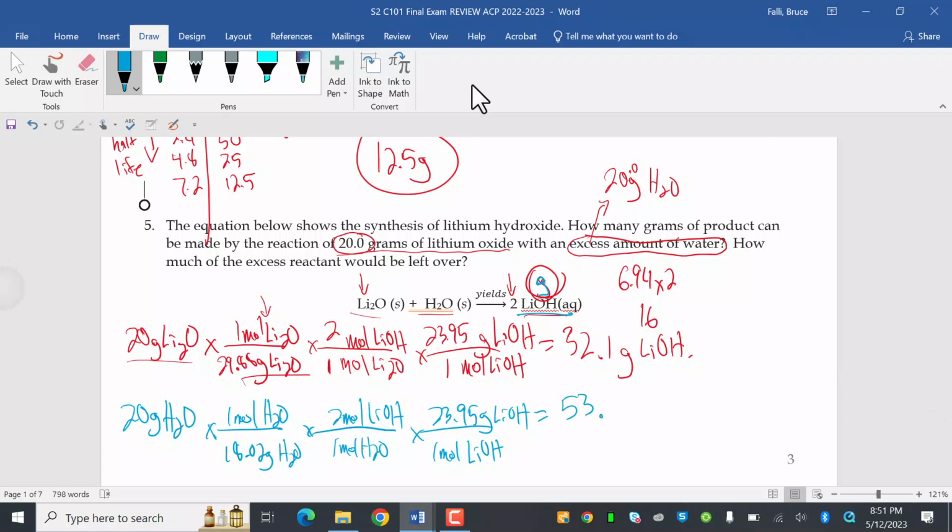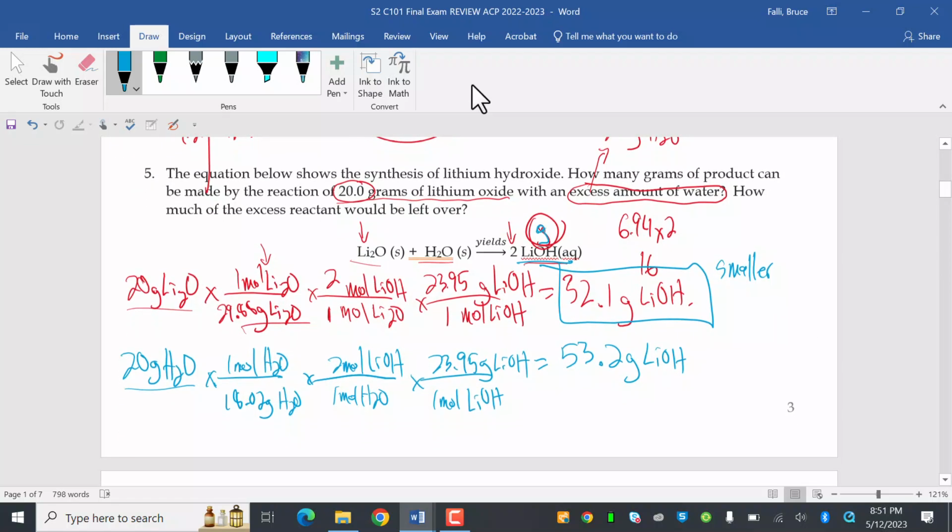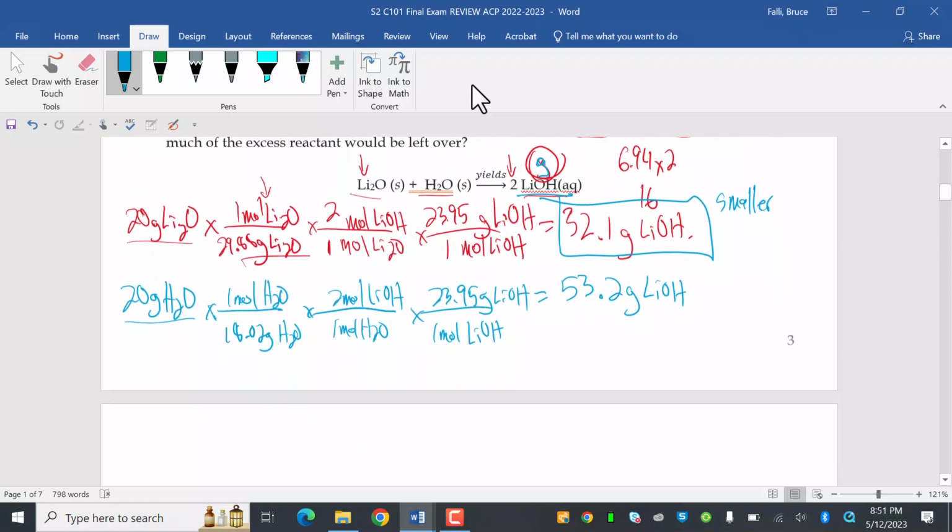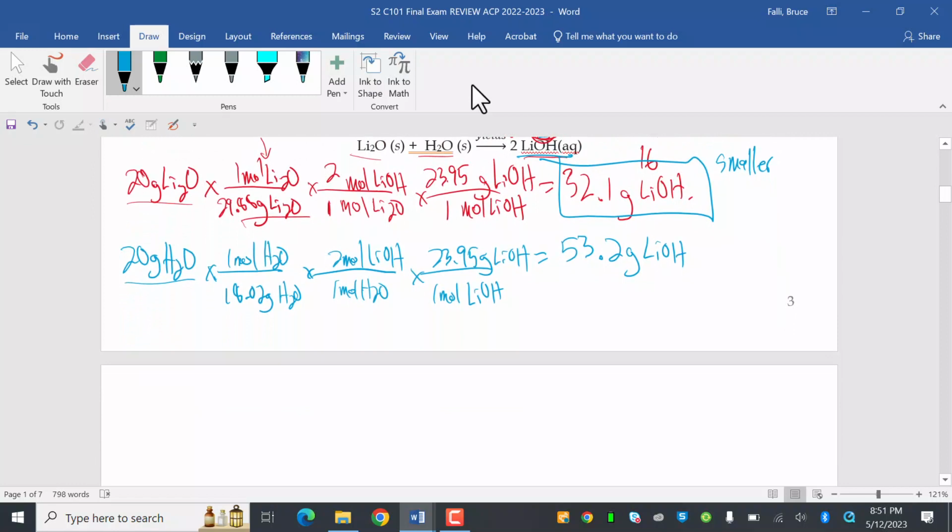So 53.2 grams LiOH. Now, this is still your right answer, okay, because it is smaller. Remember, the amount that's made is always the smaller amount. So the most I can make with lithium oxide is 32 grams. The most I can make with 20 grams of water is 53. Now the question says how many grams of excess water would I have, basically. So to do that, I'm going to convert this into this and subtract.